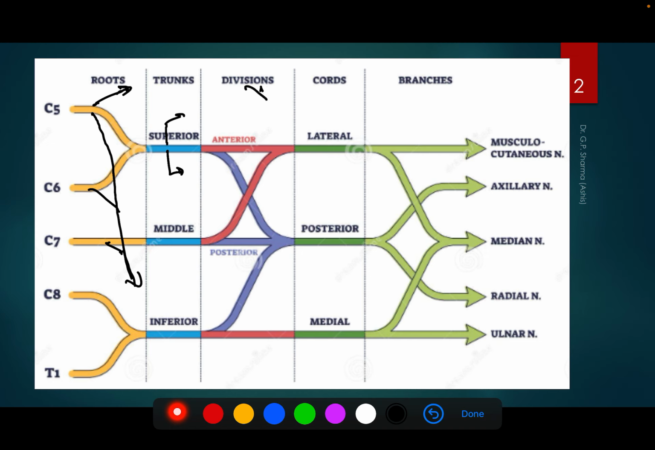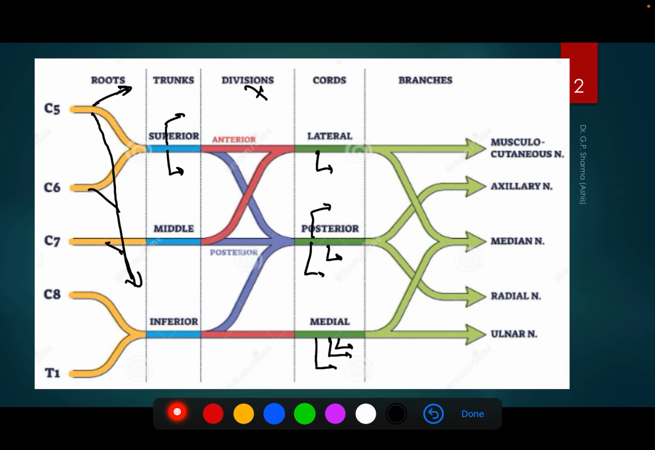From the divisions we had no branches. And from the chords, the lateral chord, we had 1 branch, right? And from the medial chord we had 1, 2, 3 branches. And from the posterior chord we have 1, 2, and 3 branches, right? That we had discussed last class. And what were those branches?